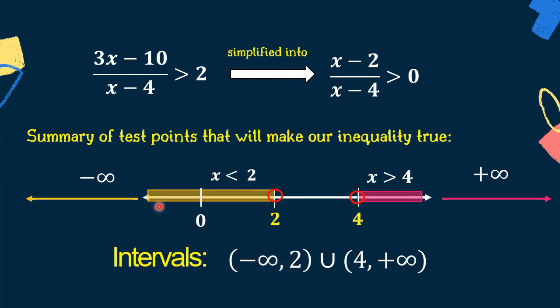So we have from negative infinity to positive 2, and we also have from 4. Since 4 is not included, we use parentheses, to positive infinity. Okay, so that is the solution to our problem, rational inequality.